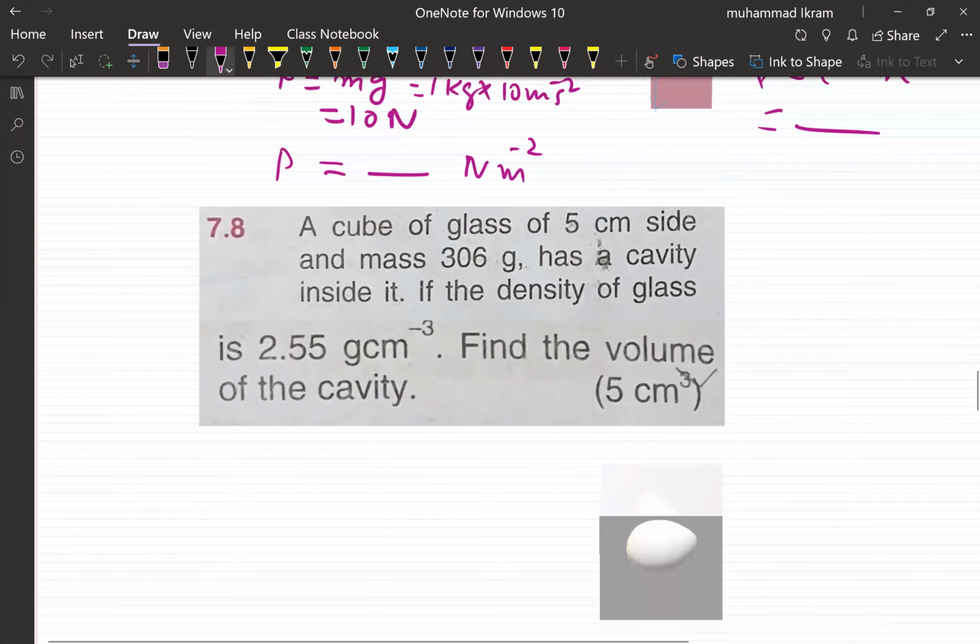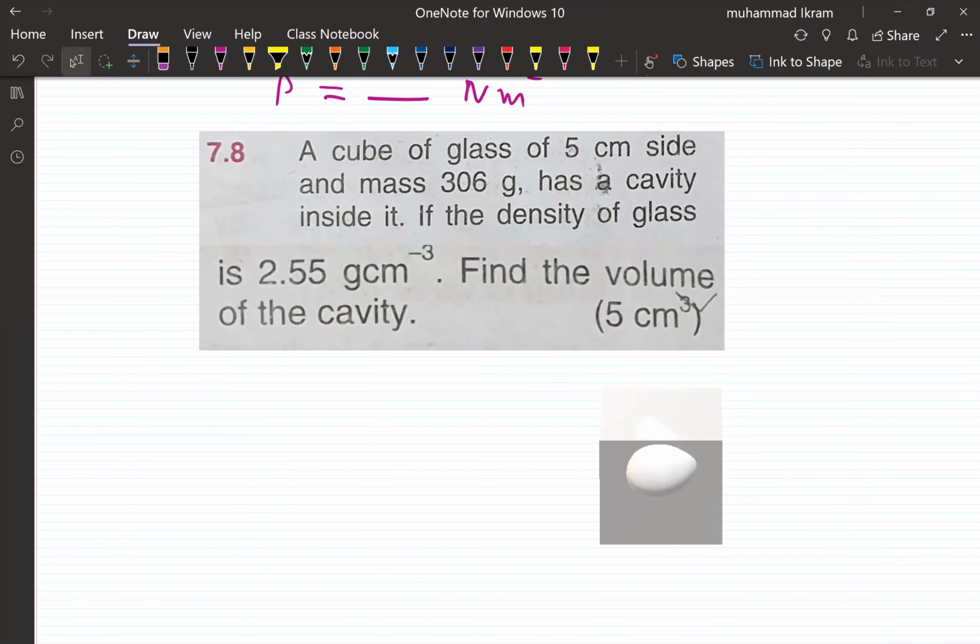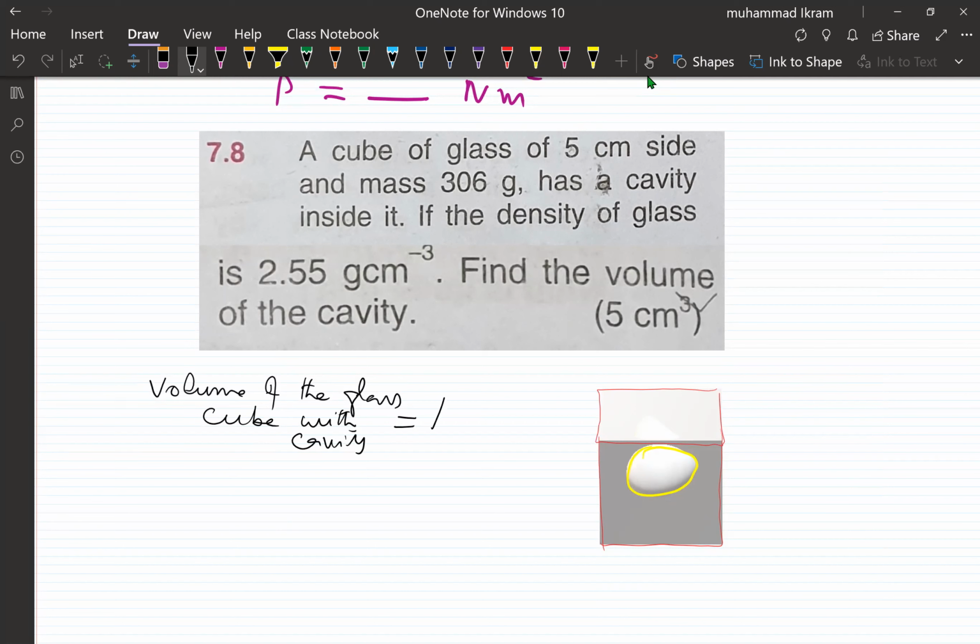The next one is a cube of glass, 5 centimeter side and mass 306 gram, which has a cavity inside it. You see the cube here, and this cube has the cavity inside it. They are telling us the density of the glass and asking us to find the volume of the cavity. First, we find the volume of the glass cube with cavity, which we call V1.